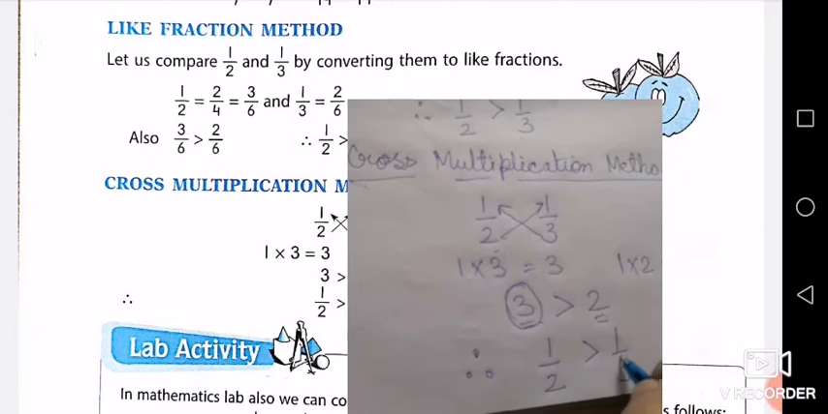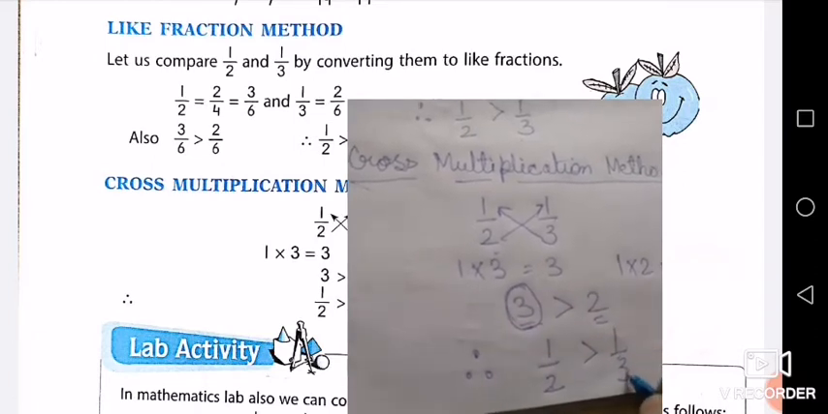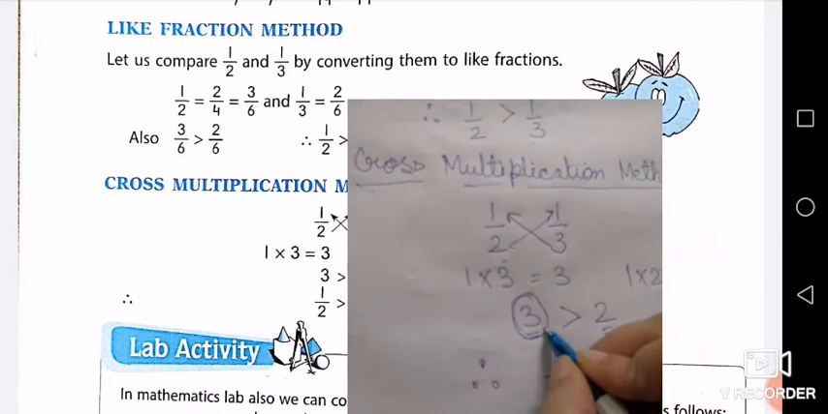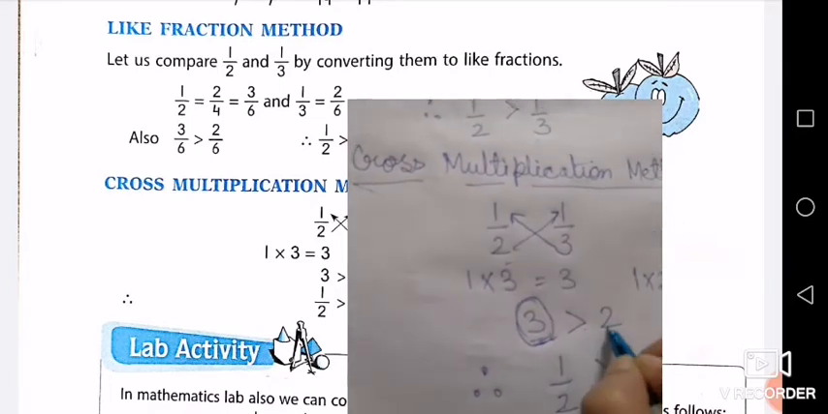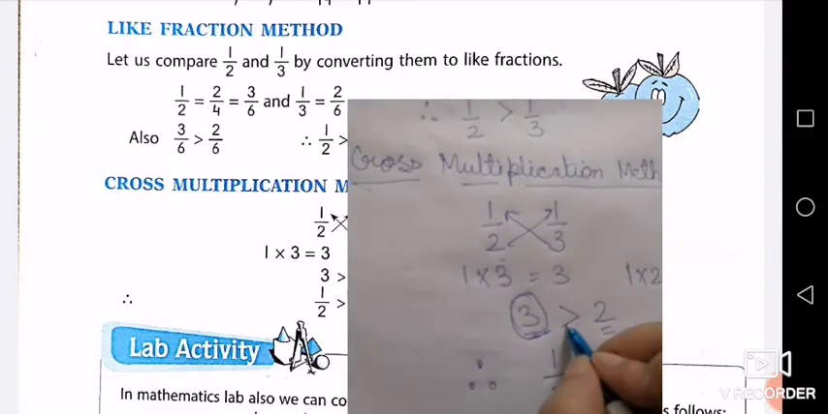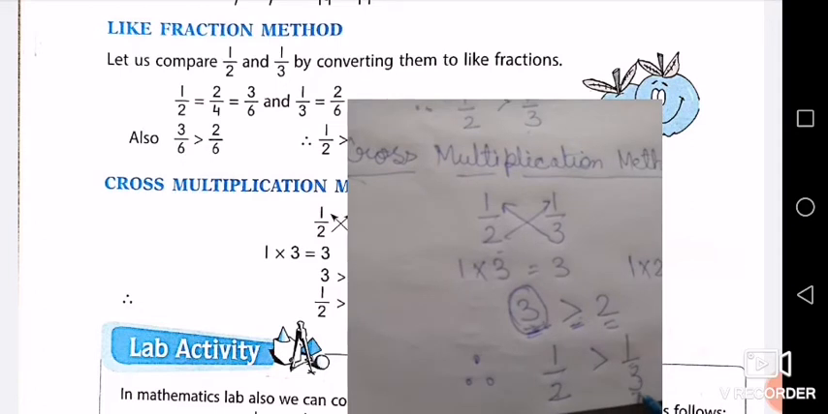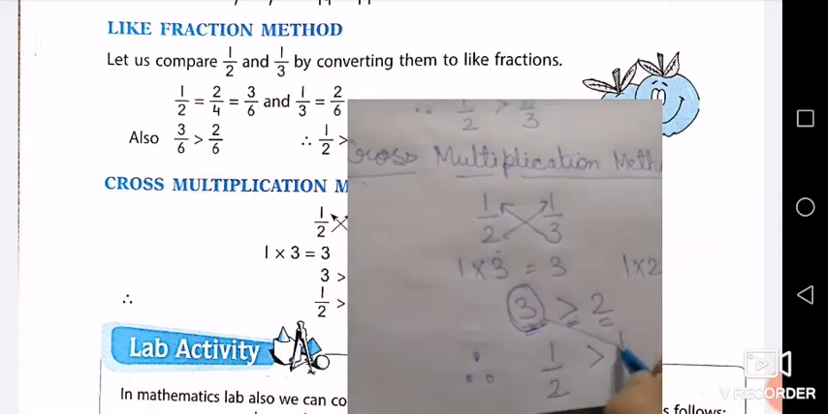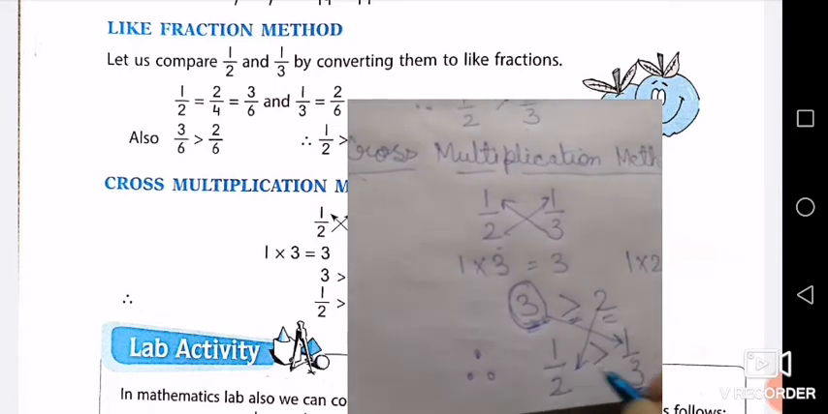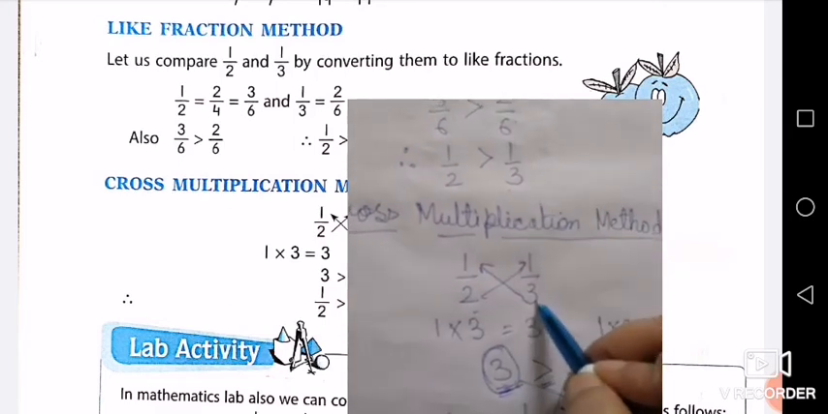Why is it so? Because this will become your half and this will become your 1/3. So whichever number is greater than the other number, when it comes in the fraction, that will become opposite. The number which is greater will become your smaller. Fine. So this is cross multiplication. This method is called the cross multiplication method.